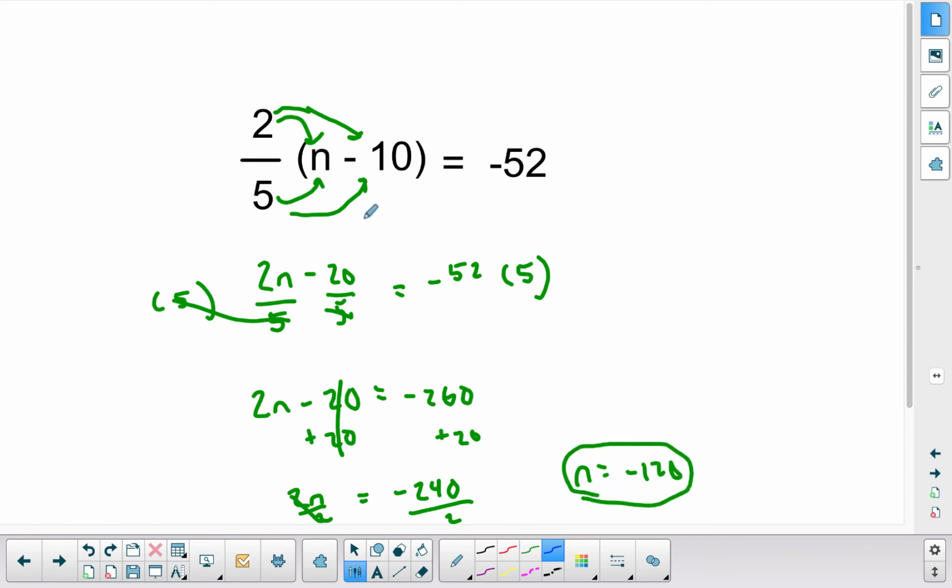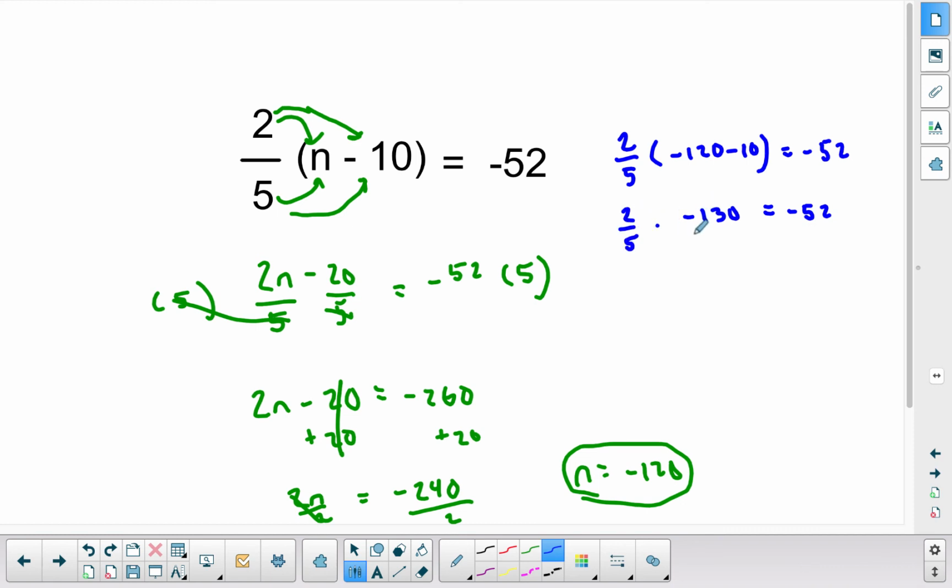I'm going to do a quick check because this is some heavy-duty math. Let's replace n with negative 120. So 2/5 times, and when you do this out, I would say put your check maybe to the right if you have room. If you don't, just do it right below the problem. 2/5 times negative 120 minus 10 is the same as negative 52. This is negative 130: negative 120, and then you take another 10, so that's negative 130. And I'm multiplying that by 2/5.